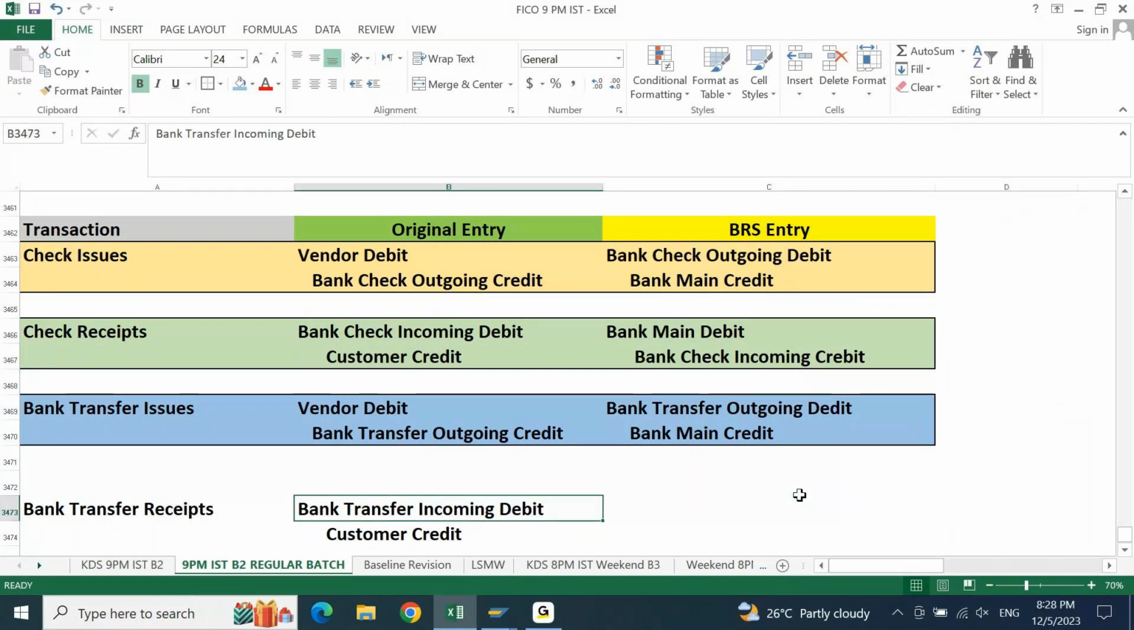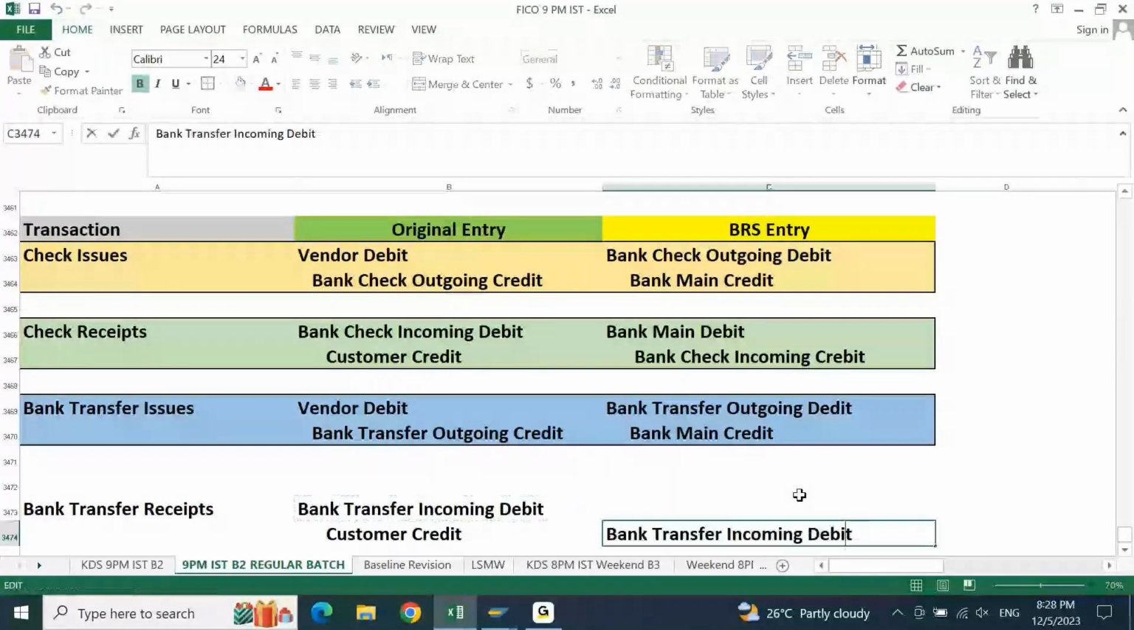What we are understanding is, if your sub account is on the debit side, in the BRS it will take the opposite position. Debit becomes credit. So I'll take it on the credit side. Debit, I will replace it with credit.